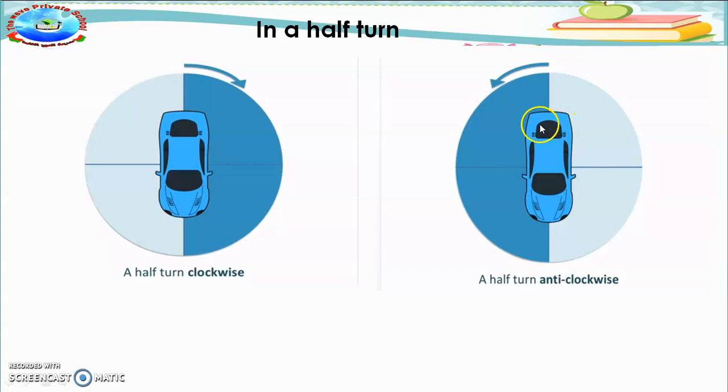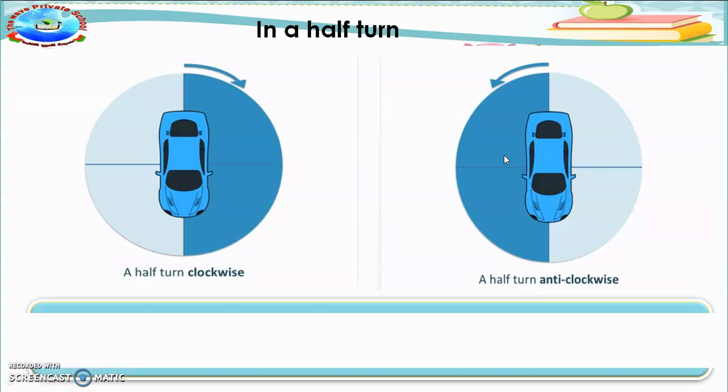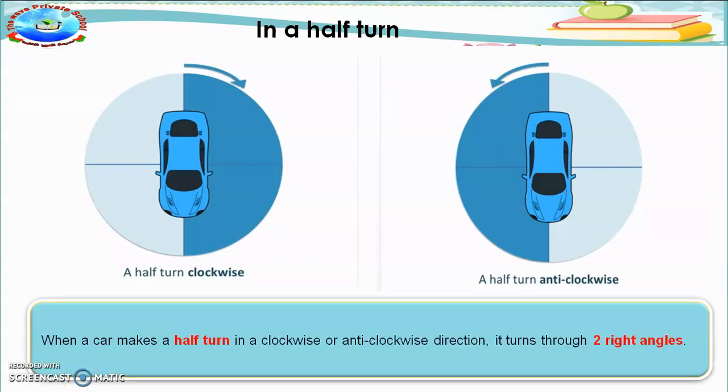Just see the shaded portion. How many quarters here? One quarter and the second quarter. So in total we have two right angles. Thus, when a car makes a half turn in a clockwise or anti-clockwise direction, it turns through two right angles.